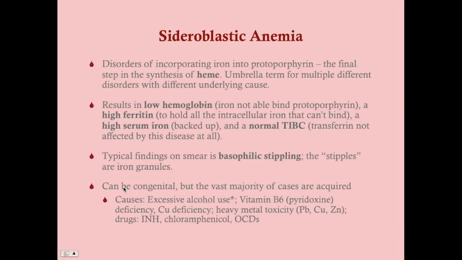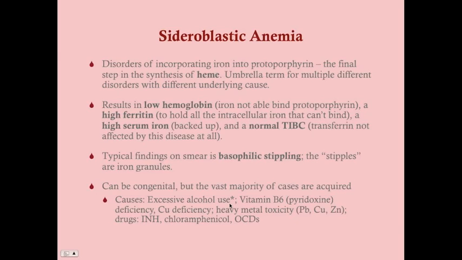Now, there are various porphyrias that can cause sideroblastic anemia, and those can be congenital, but the vast majority are acquired. What causes sideroblastic anemia? Excess alcohol use, by far the number one cause. Vitamin B6 deficiency, vitamin B6, not vitamin B12, vitamin B6, that's pyridoxine. So vitamin B6 deficiency can cause sideroblastic anemia. What else do we see in vitamin B6 deficiency? Angular cheilitis around the lips, inflammation of the tongue, glossitis.